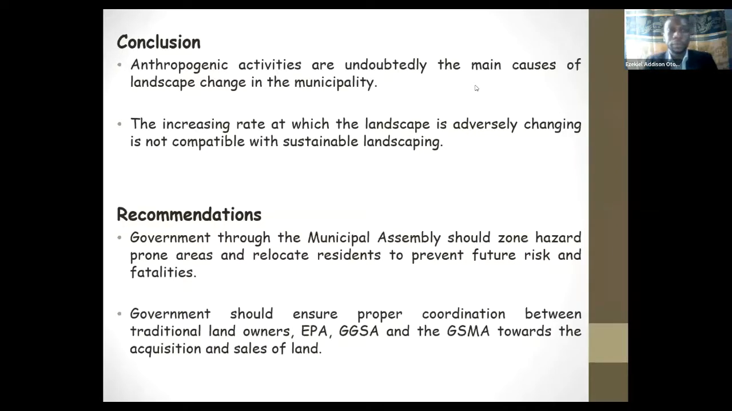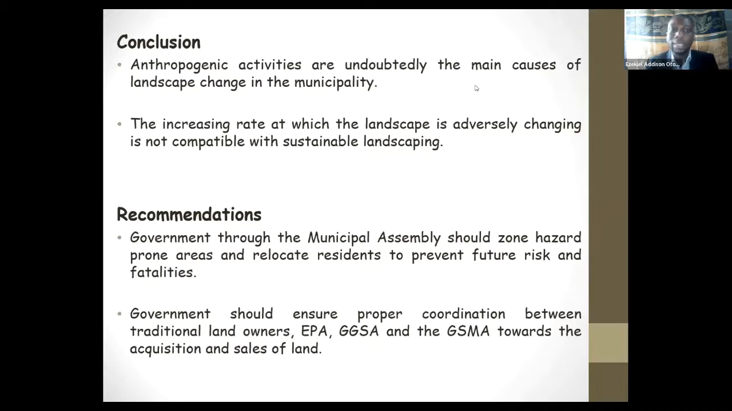In conclusion, it was discovered that anthropogenic activities are undoubtedly the main cause of landscape changes in the municipality, and the increasing rate at which the landscape is adversely changing is not compatible with sustainable landscaping. That means in the near future, we could see a massive geological hazard within the area, which might claim a lot of lives. Despite geological hazards happening within the area, no life has been claimed yet, which gives the people the confidence that nothing is going to happen. But looking at the rate of change, it is likely a massive hazard could happen within the area.